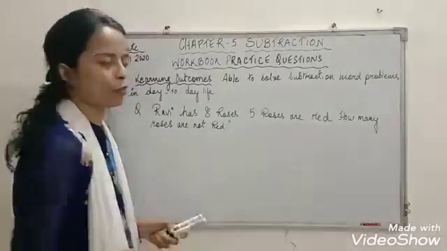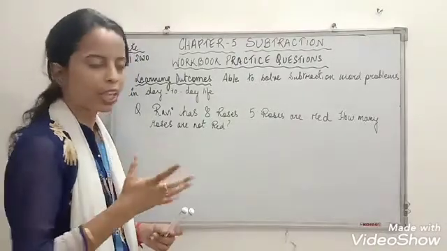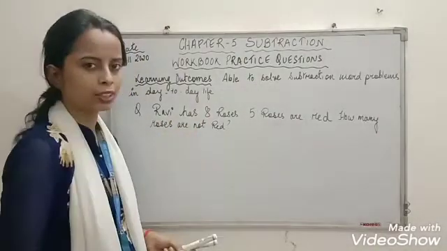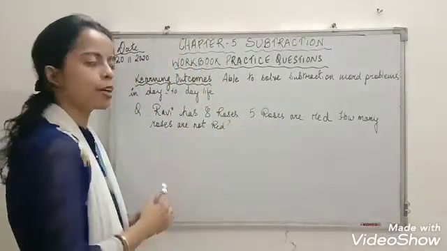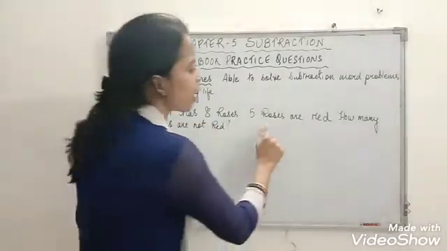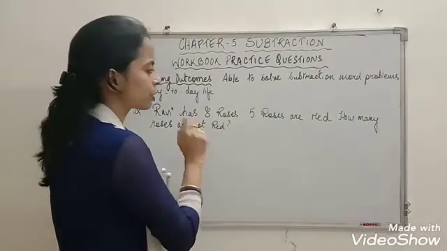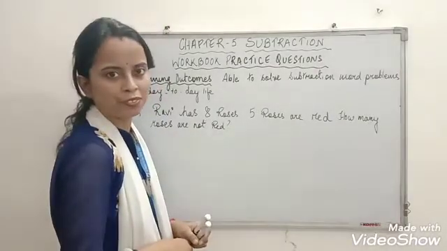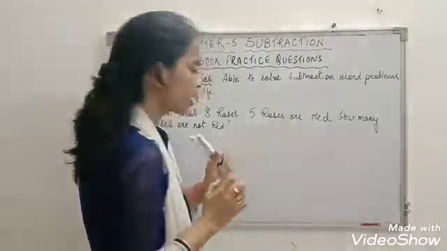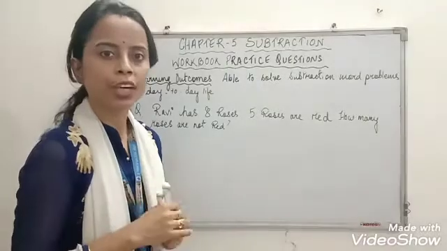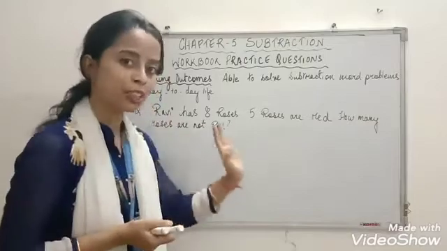So children, I have a question for you all. Ravi has 8 roses. 5 roses are red. Ravi is a boy. He has 8 roses. Out of 8, 5 roses are red. Now the question is, how many roses are not red?